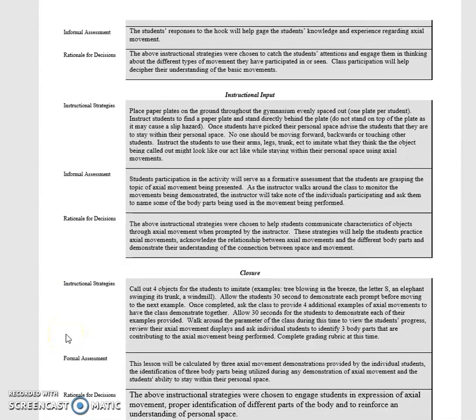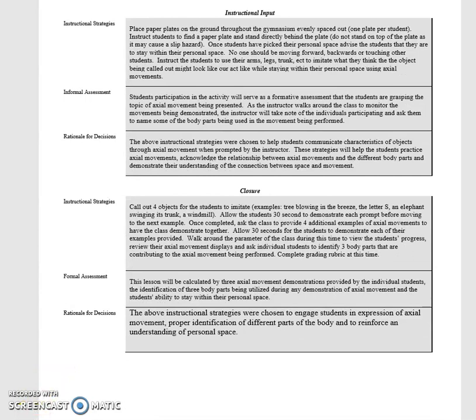And then if we scroll down a little bit more, we'll be calling out objects for the students to imitate. They'll be imitating these objects by performing axial movements. As these students are performing their axial movements, the instructor will be walking around with the grading rubric. During this time, the instructor will also be asking students to identify body parts that are being moved while they are performing the axial movements. The grading rubric will be completed at this time by the instructor for each of the students.